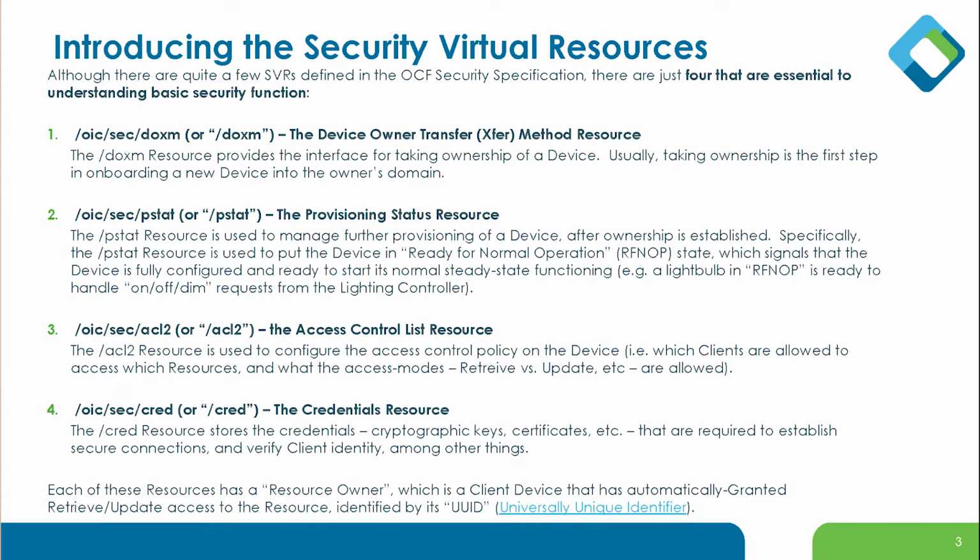The very first one to understand is the device owner transfer method resource, the doxm resource. This is the interface that you use to take ownership of the device when it's new and out of box. The provisioning status resource is next. Once you've taken ownership of the device and you are now in control and the admin of that device, you provision the device with a few things, namely the access control list, which is done through the access control list resource, and the credentials, which are done through the credential resource. Once you've moved the device through the provisioning steps needed, you can use the provisioning status resource to tell the device that it's ready to begin normal operation, ready to start servicing requests for the resources that are hosted in your application.